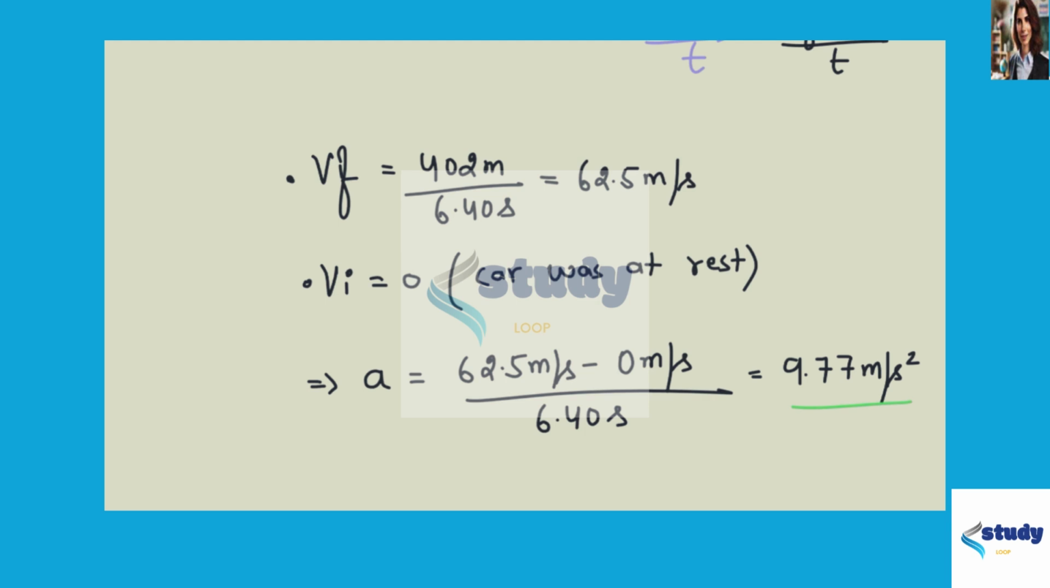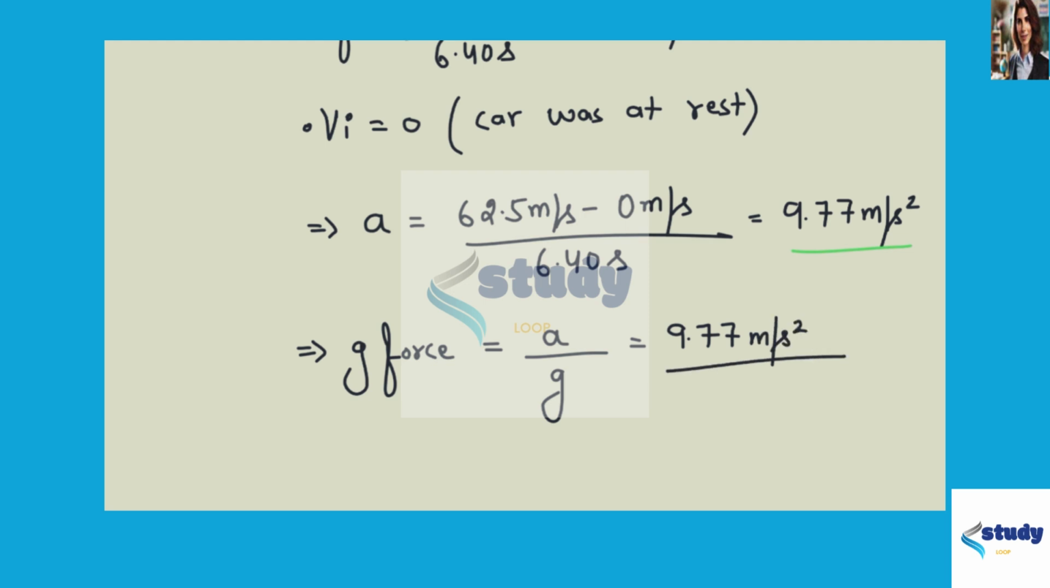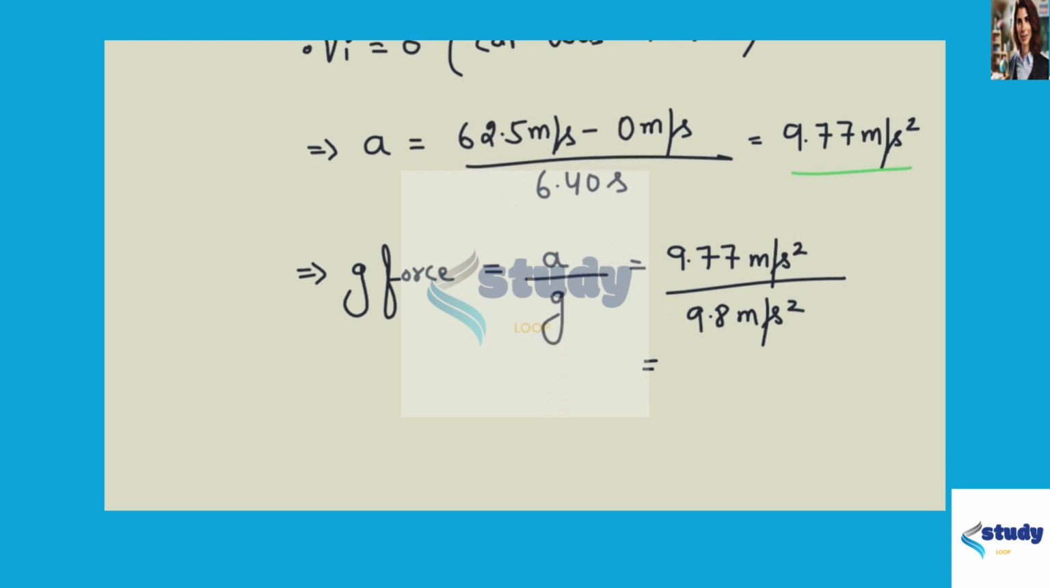Now, to calculate the number of G's the driver experienced, we can divide the acceleration of the car by the acceleration due to gravity. So the G force can be calculated as the acceleration upon the acceleration due to gravity, and that is 9.77 meters per second squared upon the acceleration due to gravity, that is 9.8 meters per second squared. So the G force the driver will be experiencing would be around 1 G.